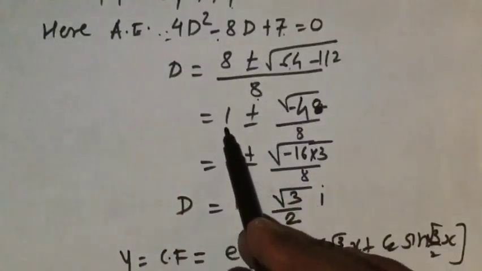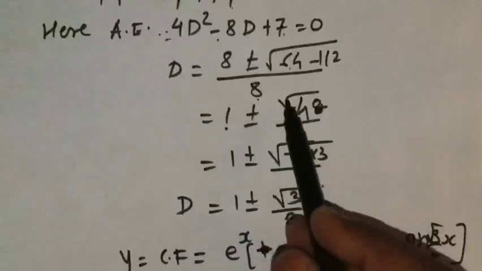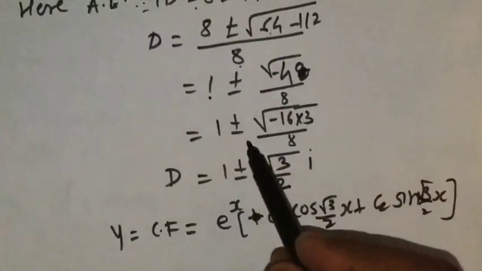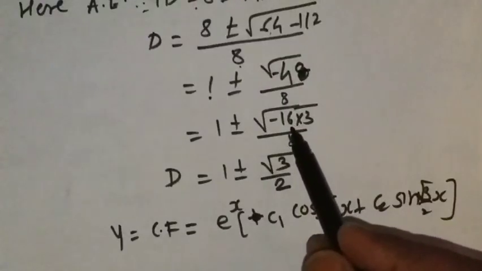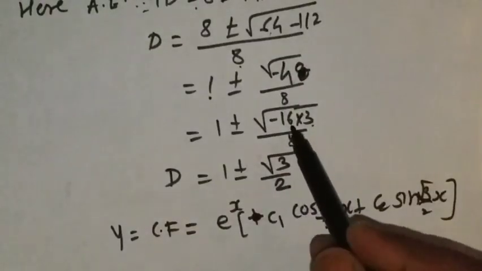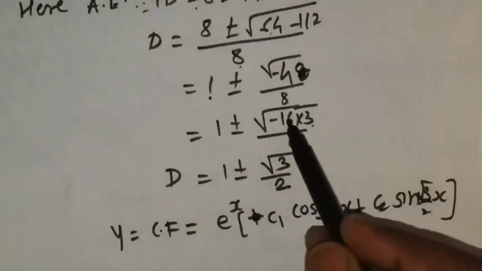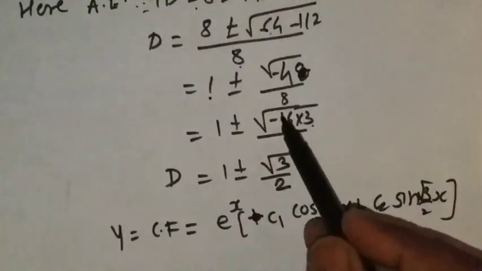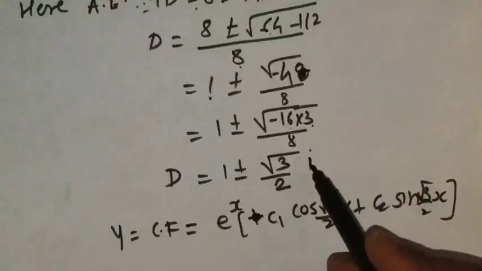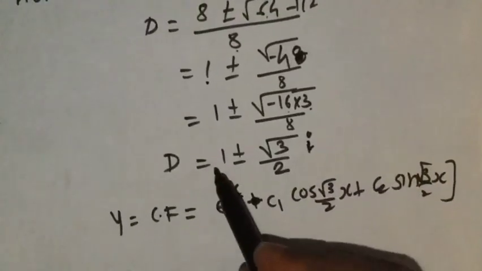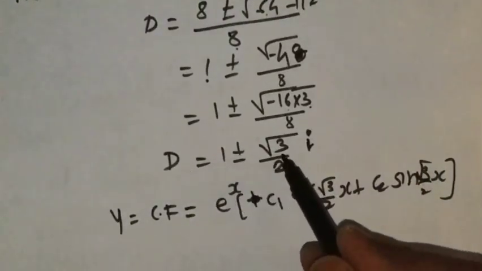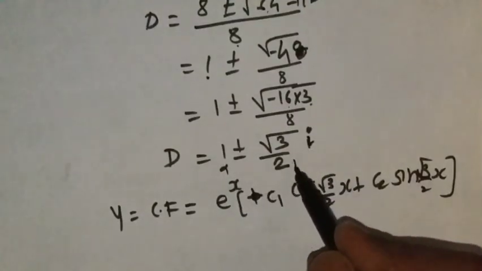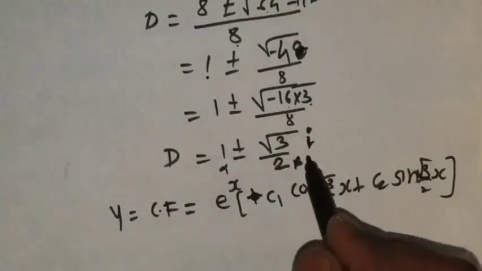So 8 by 8 is 1, plus minus the root of 64 minus 112, which is minus 48. Minus 48 can be written as minus 16 into 3. The root of 16 is 4, and 4 by 8 is 1 by 2. The root of 3 is root 3, and the root of minus 1 is iota, the imaginary unit. So 1 plus minus root 3 by 2 i is the pair of complex roots. This is the real part and this is the imaginary part, which we call alpha and beta.